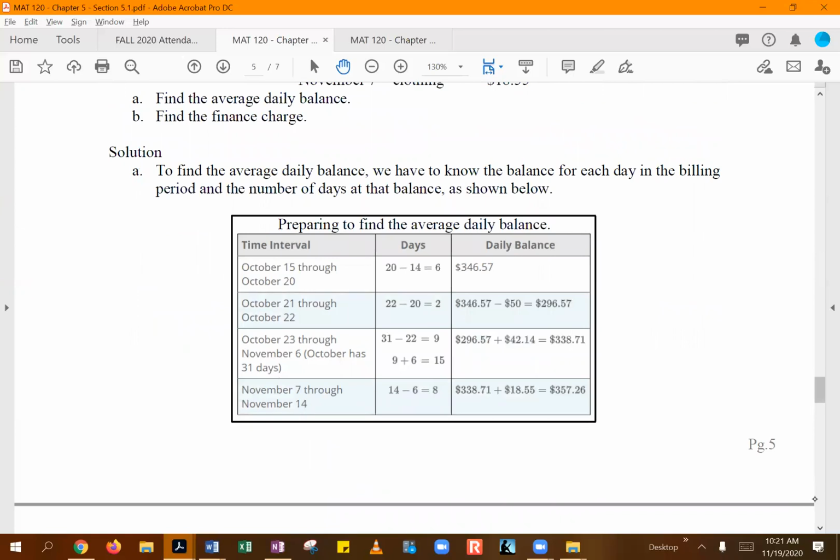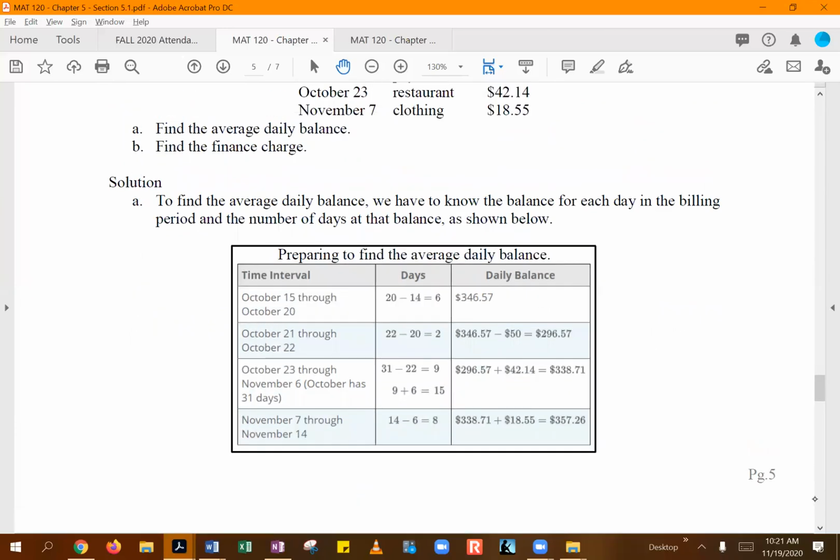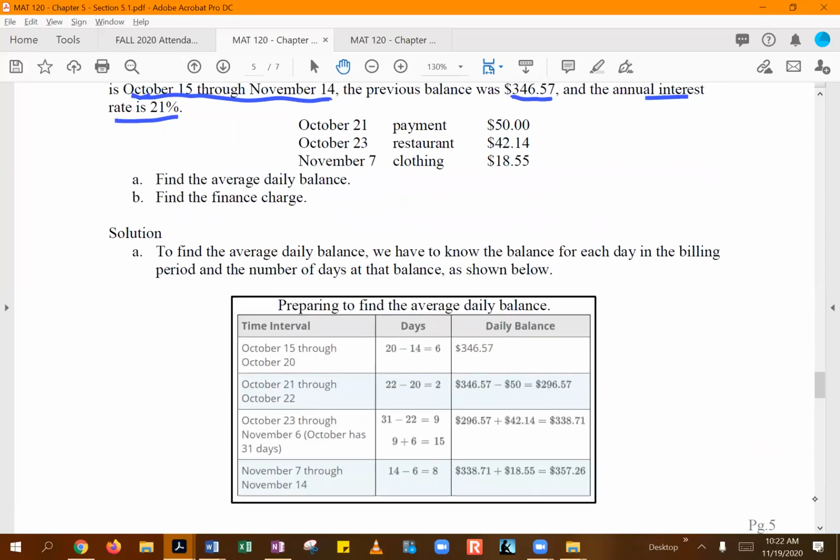So we're looking at the days. We go from October 15th through October 20th, because the first charge in this billing period was on October 21st. You're looking at what the balance was before that. From the 15th through the 20th, that's a total of 6 days, and the previous balance was $346.57. So that's for 6 days.